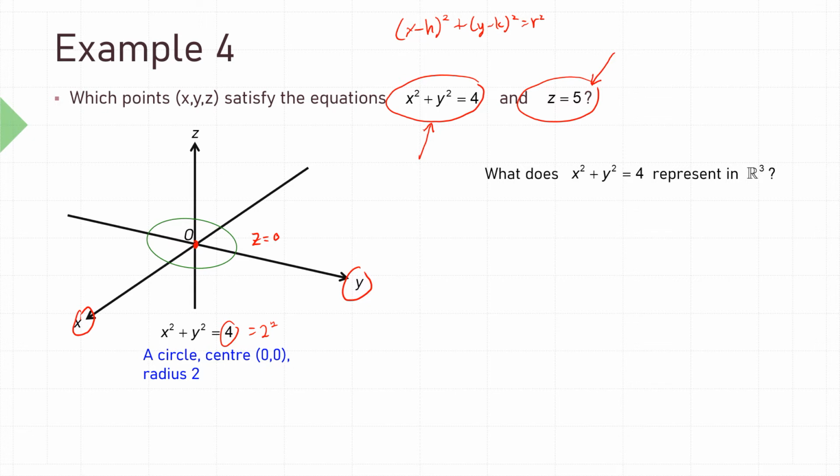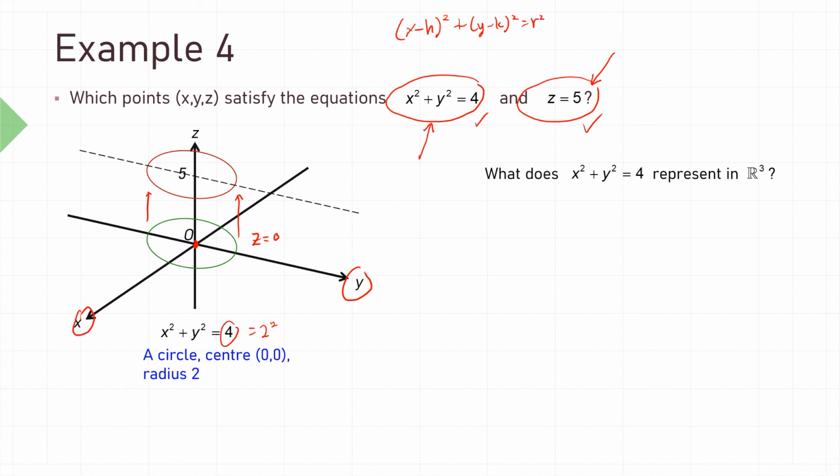How to make it satisfy the second equation? We have to shift this circle upwards by 5 units. So we'll have it somewhere around here, so that the value of z is equal to 5. So we will have this circle at z equal to 5. Initially it was on the xy plane, but it's shifted upwards, so it becomes this circle. Now it satisfies both equations.